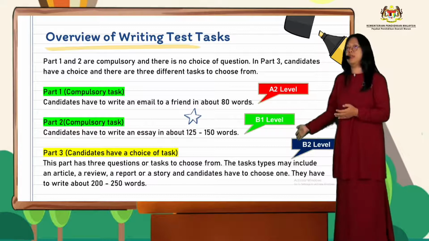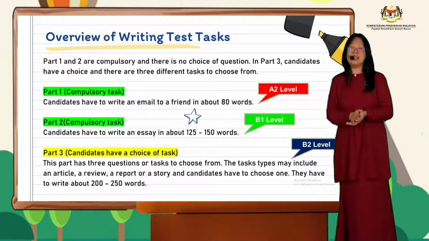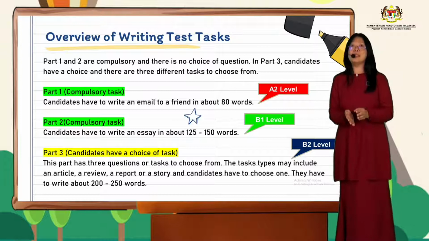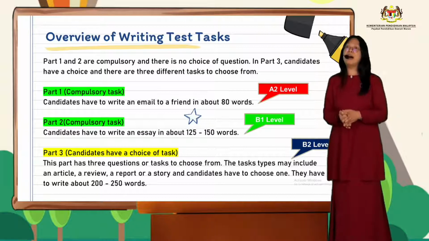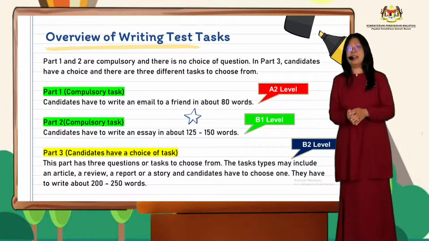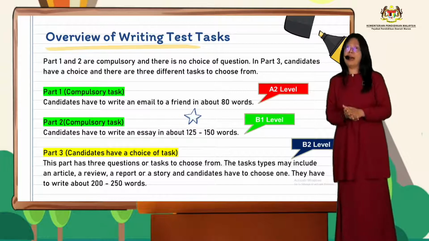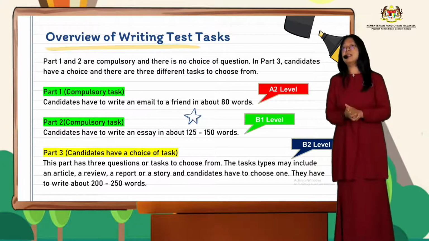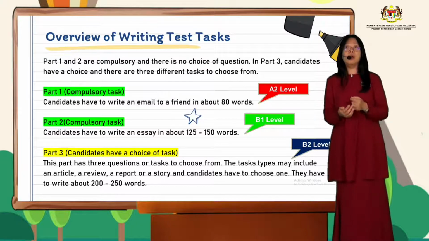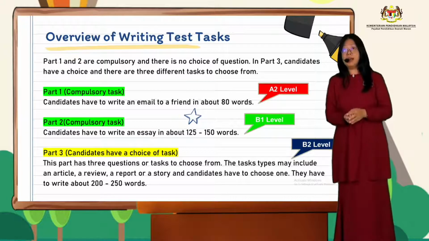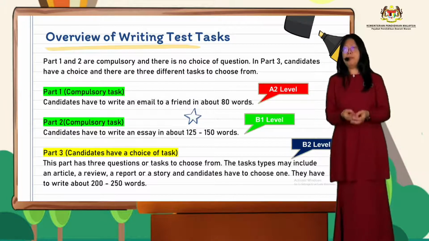But how about part 3? Part 3 is at B2 level. This is what we call the SPM level, the level for Form 4 and Form 5 students. This is high. The level is quite high, so do not answer this question like what you're answering the email in part 1. Your sentence structure, your vocabulary, your grammar should show better control. Be precise, be accurate.